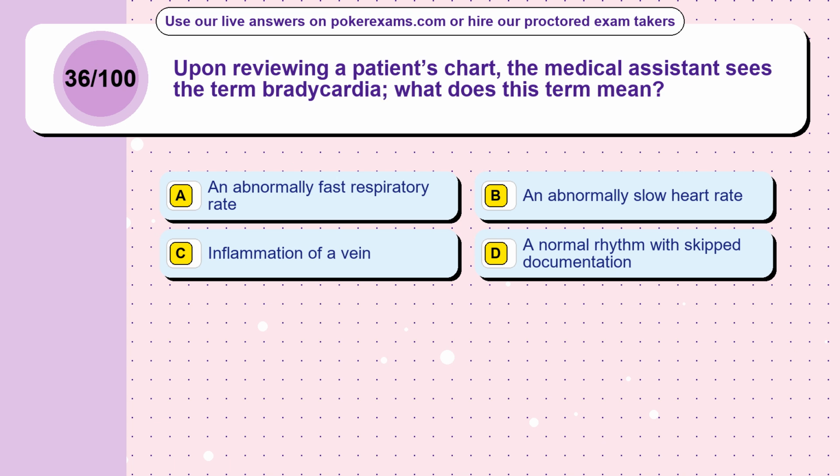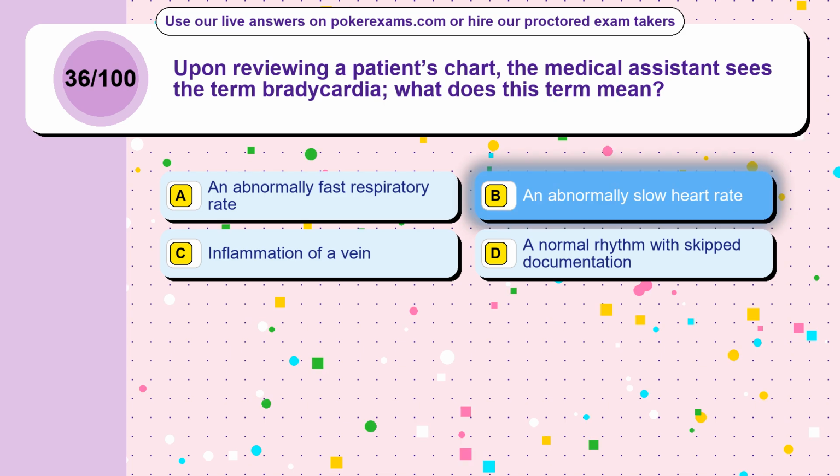Question 36. Upon reviewing a patient's chart, the medical assistant sees the term bradycardia. What does this term mean? Option A. An abnormally fast respiratory rate. Option B. An abnormally slow heart rate. Option C. Inflammation of a vein. Option D. A normal rhythm with skipped documentation. The correct answer is option B.